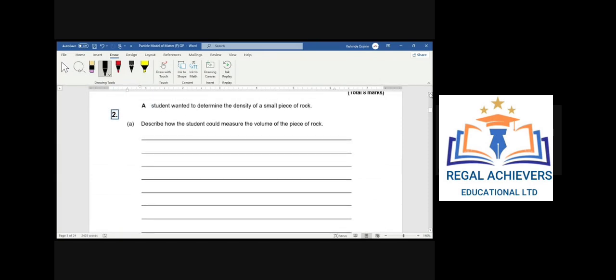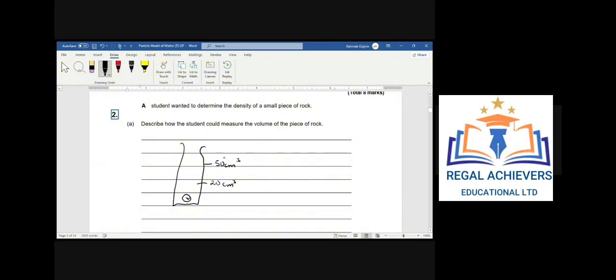It's very simple. The first thing you want to do is measure. You fill your cylinder with water, so you want to measure the initial volume of the water. Let's say the initial volume of the water is 20 cm³. Then when you drop the rock inside the water, you now measure the final volume of the water, which can be, let's say, 50 cm³.